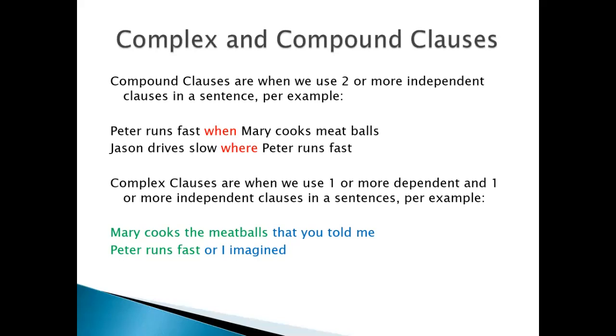The same thing happens in the second sentence. Peter runs fast, or I imagined. Peter runs fast is understood because it's an independent clause, but when I use or I imagined by itself, it's not understood because I need more information. So therefore, I need to use it with my independent sentence, Peter runs fast, to make a whole new complete understood sentence. These are the ways we form the complex clauses.